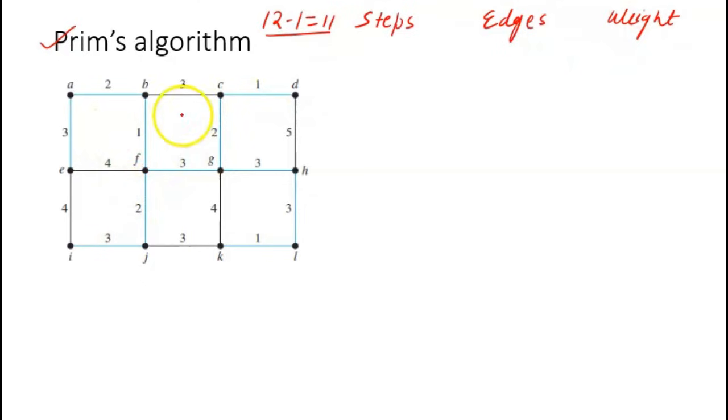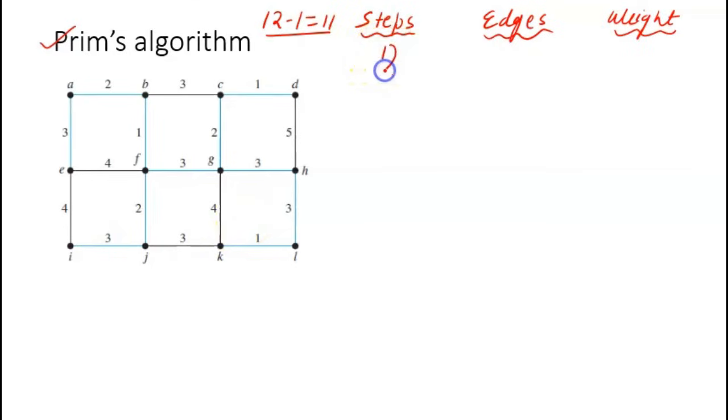Before we start, we should be clear how many steps will be involved. 11 steps will be involved. Why? Because in total there are 12 vertices. I repeat it. In total there are 12 vertices. So the tree will have 11 edges, and in each step I will be selecting one edge. So there will be 11 steps needed, or 11 edges will be the part of the spanning tree. I hope it is making sense to you.